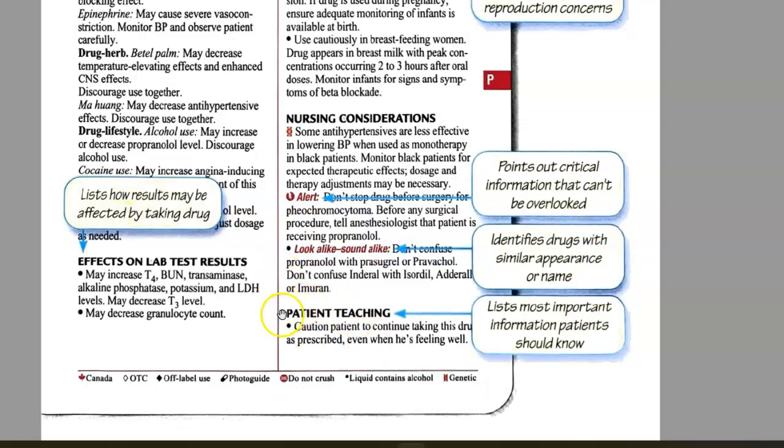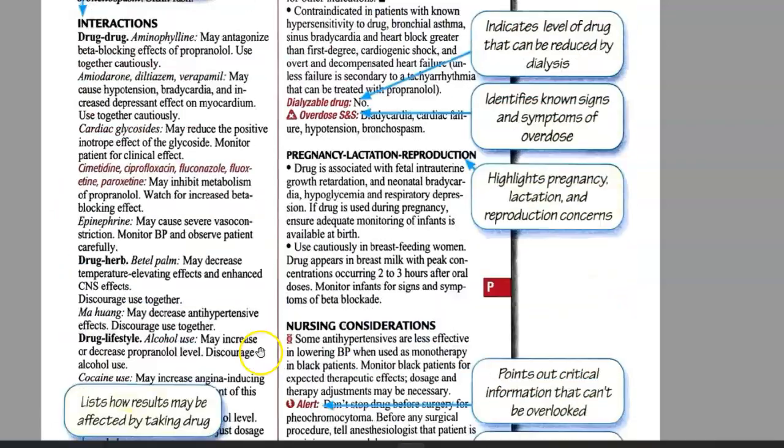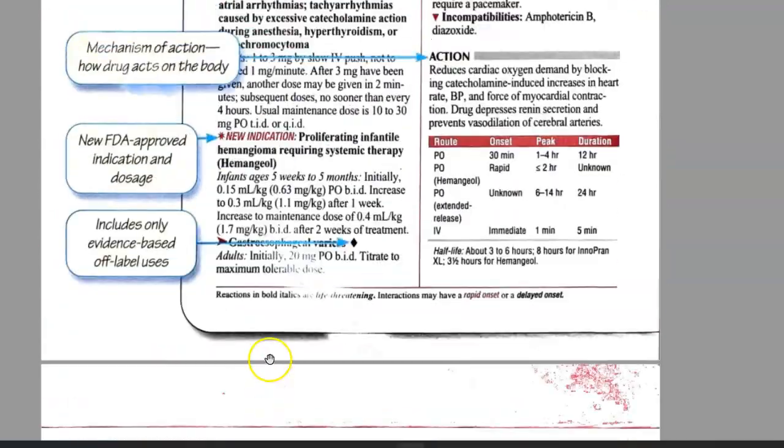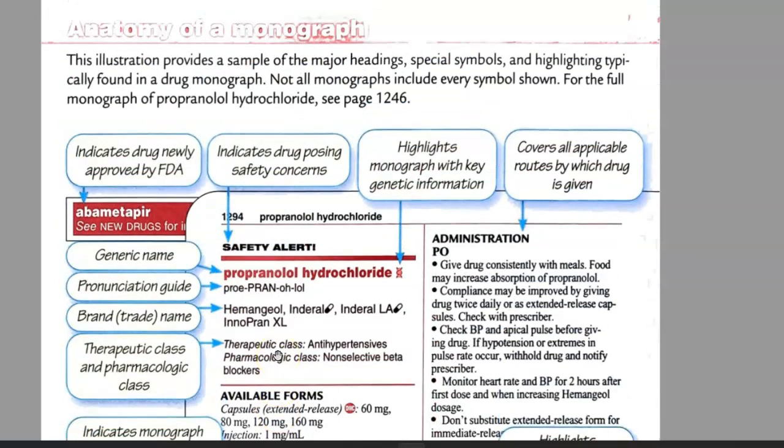Now lastly, it also has patient teaching information. It lists the most important information that your patient should know. And I think this is also very important for you to read because it helps you know what to tell your patients whenever you're administering that medication. Anyway, this is it for the drug handbook guide. I hope this will help you find the information that you need for your homework, your clinical rotations, and everything else whenever you're looking at a drug handbook.